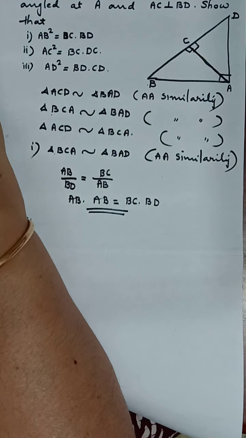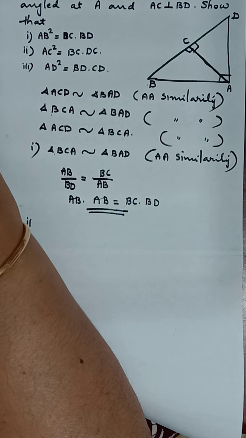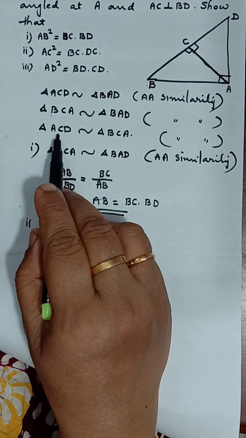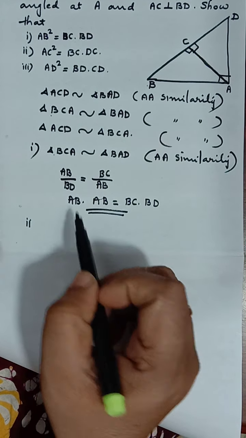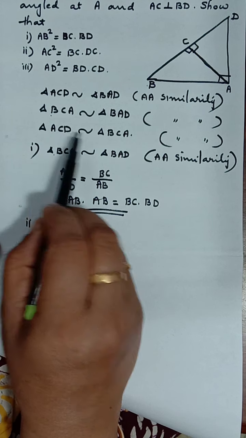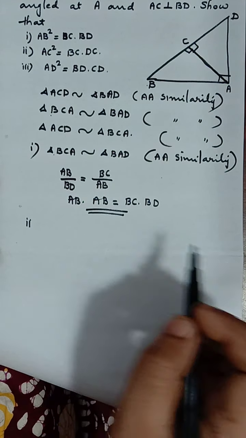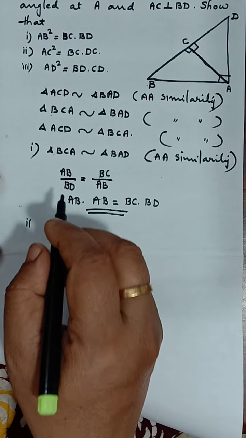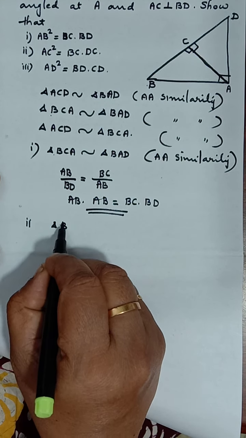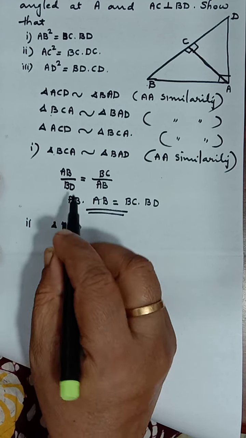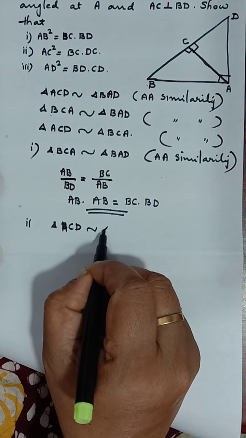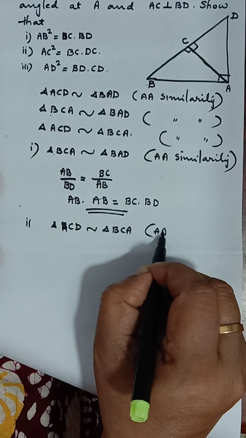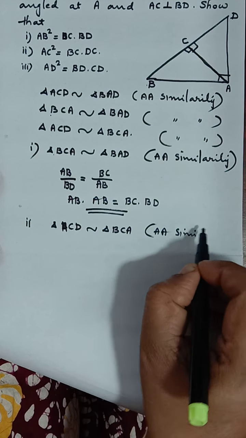For getting AC square, we have to take ACD and BCA. Look at this. Here we need AC square. AC is here, here also AC. So you will be able to get it. So triangle ACD is similar to triangle BCA. This is also by AA similarity criterion.